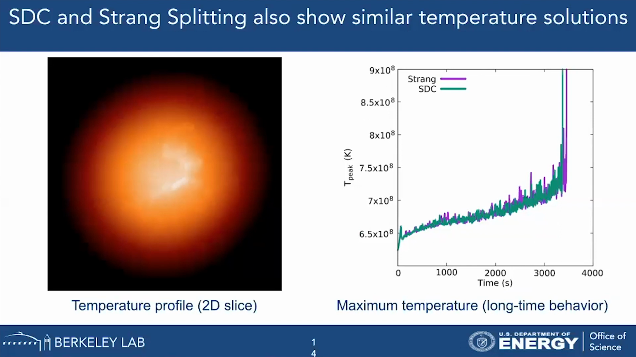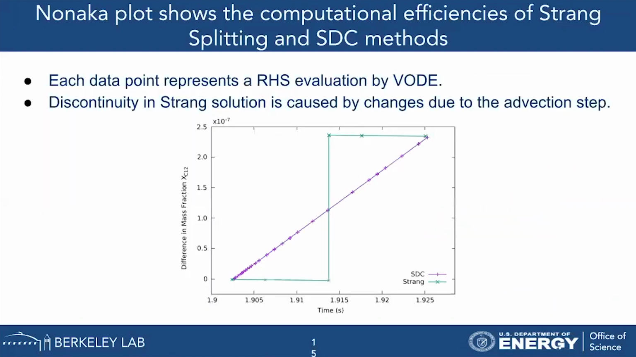This is the temperature solutions. And again, you can see on the right side that for the maximum temperature profile over time, the SDC and Strang are quite similar. So what about computational efficiency, which is what we're really trying to accomplish here with this new method? We can look at that by doing a Nonaka plot.